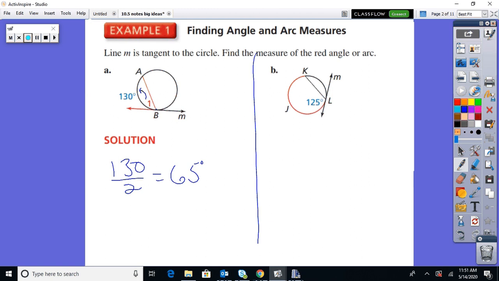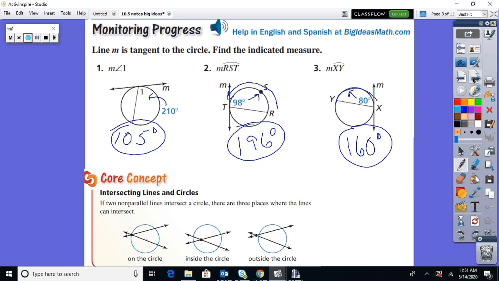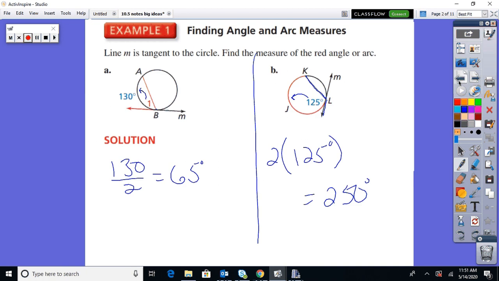In part B, you're given the angle. It's a big angle here, 125 degrees. So you just double it, and the arc in red would be 250 degrees. All right, try some monitor progress. Pause it, and I'll catch y'all in a sec.